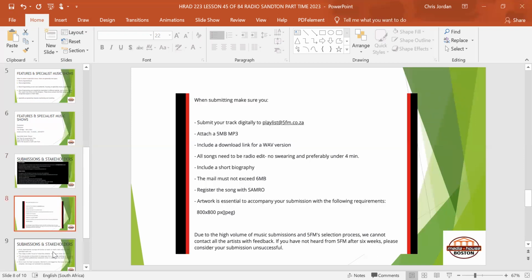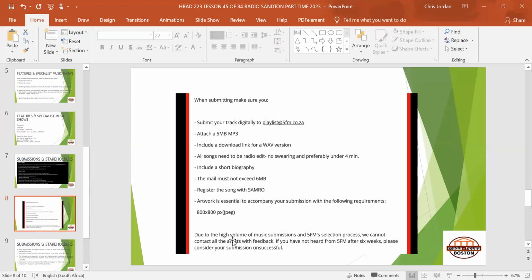Again, okay. So when submitting, make sure that you are, for example, this comes from your book as well, right? So playlist at 5fm.co.za, attach a 5 meg MP3 file. So please, when people are submitting music, they must adhere to every single one of these particular prerequisites, right?